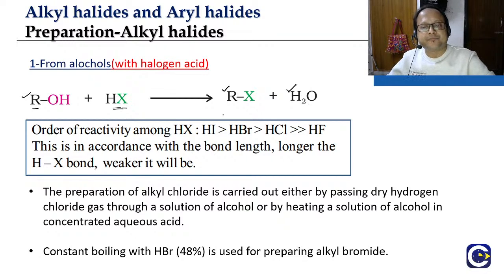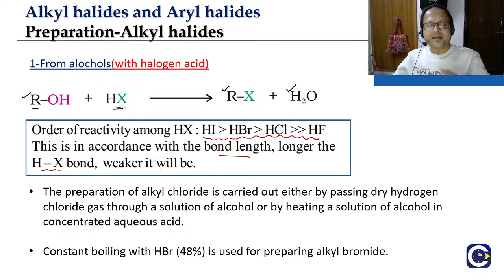Now, the very important property that you have to keep in mind is that there is a certain order of these halo acids. We know that in case of halogens, electronegativity decreases down the group, but size increases down the group. Hence, acidic property increases substantially down the group. So HF is the weakest halo acid, while HI is the strongest acid, right? You can see that is in accordance with the bond length. Longer the HX bond, weaker it will be.